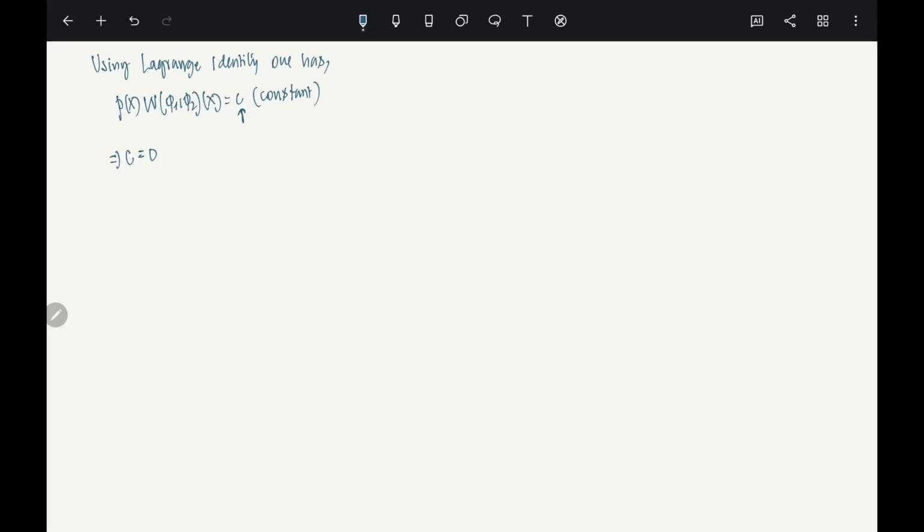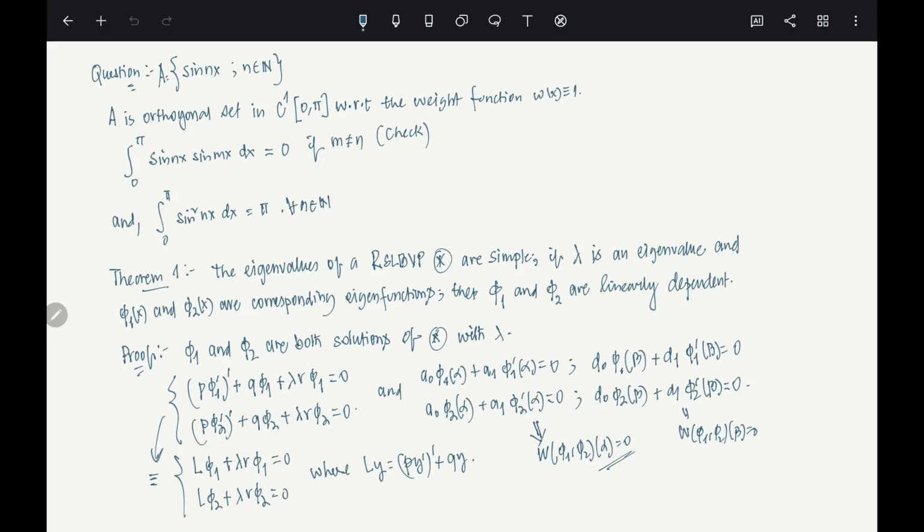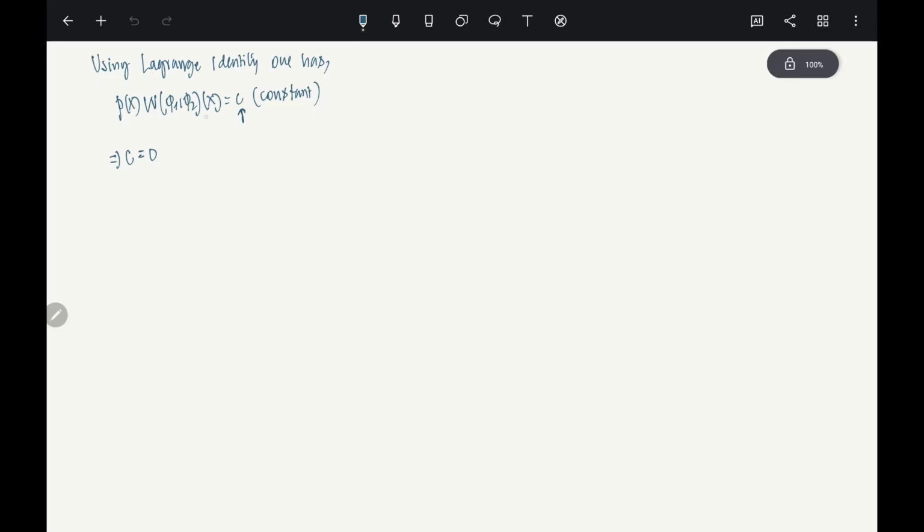I hope this is clear. See, by Abel's theorem, phi1 and phi2 are both solutions of this equation, right? So if the Wronskian is 0 at one point, it has to be 0 everywhere. That's just the Abel theorem. So in this case, the Wronskian of phi1, phi2 at any point x is going to be essentially 0. So C has to be equal to 0 because P is assumed to be positive. We have always assumed P is greater than 0. So C has to be 0.